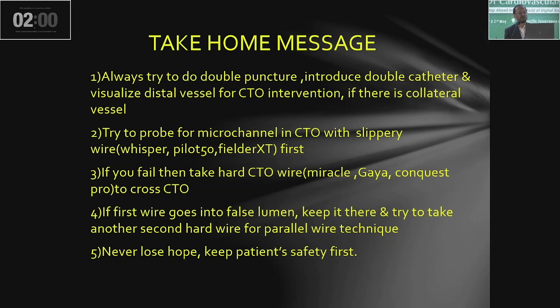Always try to double puncture, introduce double catheter, and always visualize the distal vessel for CTO intervention if there is collateral. First, try to probe with microchannel in the CTO with slippery wire first. If you fail, then go for harder wire like Gaia Next or Conquest Pro. If the first wire goes to false lumen, keep it there. Don't panic and take another second hard wire for the parallel wire technique, and never lose hope. Keep patient safety first.